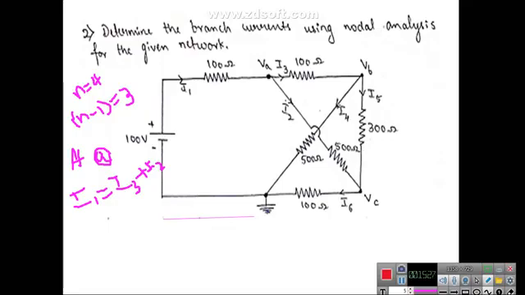What is the KCL equation at node B? The incoming current is I3, and I4 and I5 are outgoing. So at node B, the incoming current is I3, and the outgoing currents are I4 plus I5.